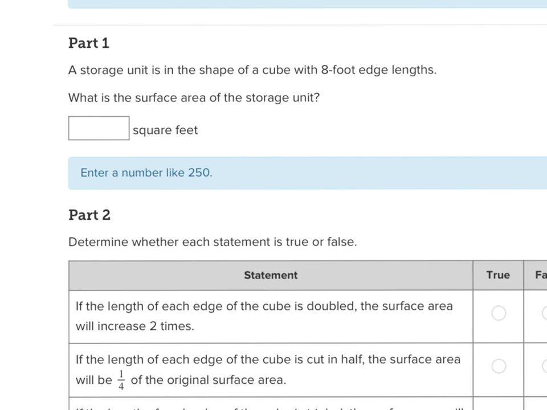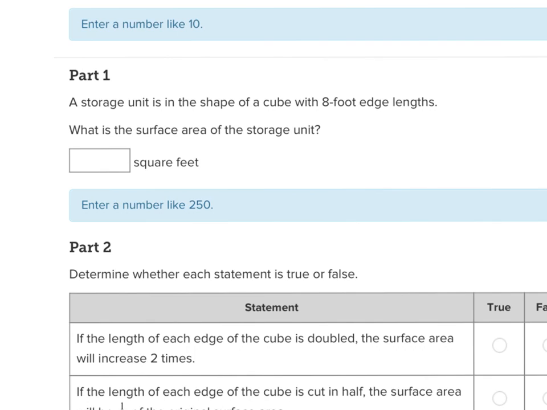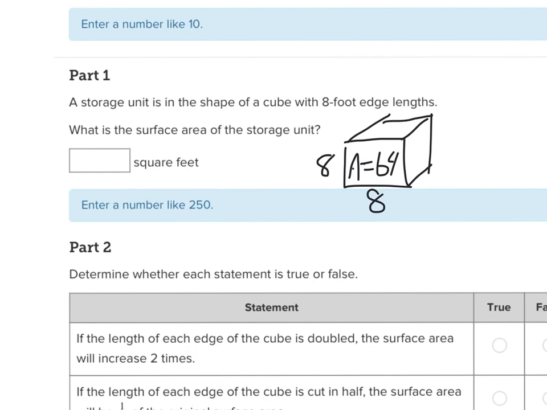Next question. A storage unit is in the shape of a cube with 8-foot edge lengths. What's the surface area of the storage unit? Now, cubes are especially easy to find the surface area of because all of their faces are the same. They're all squares, identical, congruent squares. And this one is an 8 by 8. So the area of the front face is 64. And there are 6 faces on a cube.